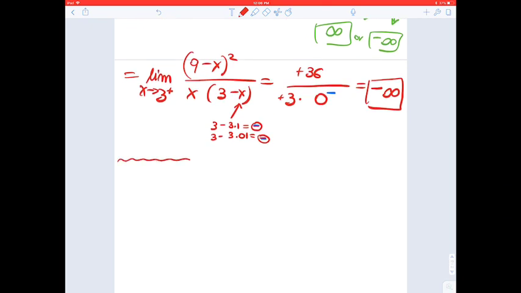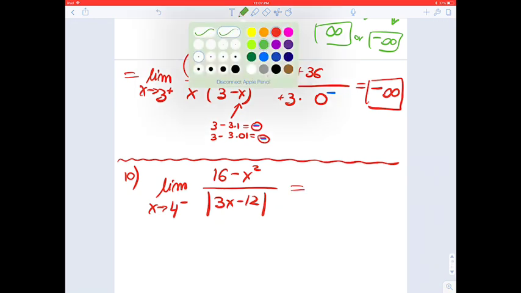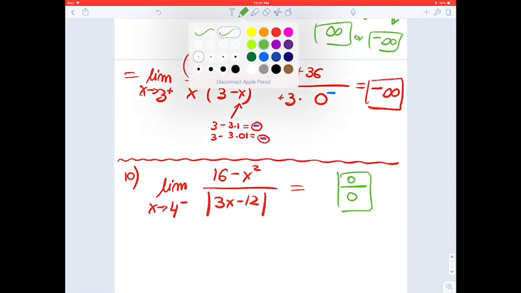Okay, and let's solve one more limit, number 10. Maybe the absolute value. The limit as x goes to 4 from the left-hand side of (16 minus x squared) over the absolute value of (3x minus 12). Okay, direct substitution: 16 minus 16 is 0, 12 minus 12 is 0. That's a good sign, because 0 over 0 tells me that I will have a common factor at 4.